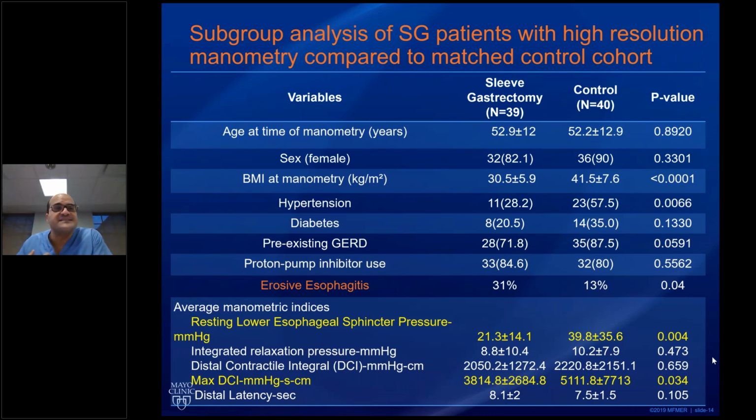Then you could start seeing a hint that the esophagus is getting weaker with time. And the measure here is this distal contractile integral on manometry. What that's simply stating is the force of pushing a bolus in the esophagus. And you could see that this maximal force of pushing a bolus in the esophagus is significantly lower in sleeve gastrectomy compared to a preoperative control. So we're seeing impact on the door itself, which is the lower esophageal sphincter, and impact on the clearance of the esophagus as well. That could explain this discrepancy in the prevalence of erosive esophagitis after sleeve gastrectomy compared to the control.